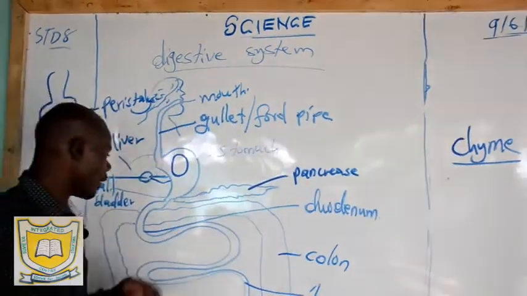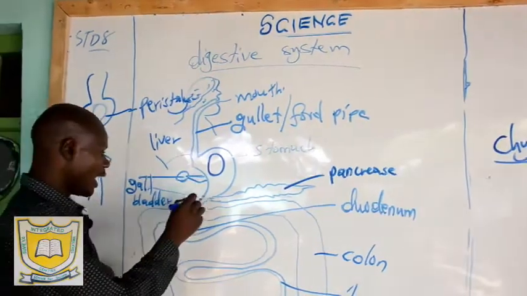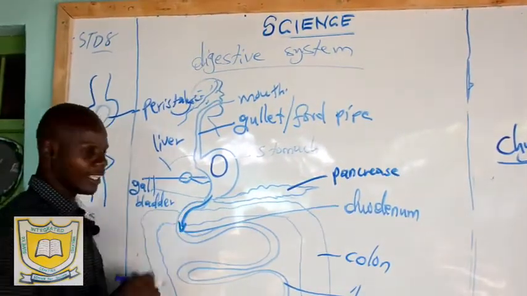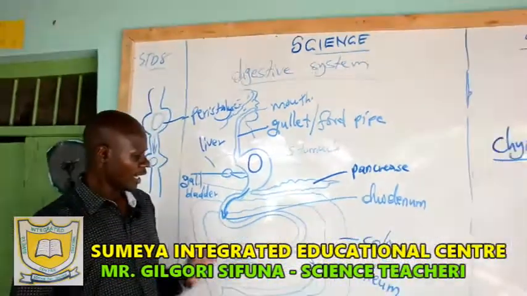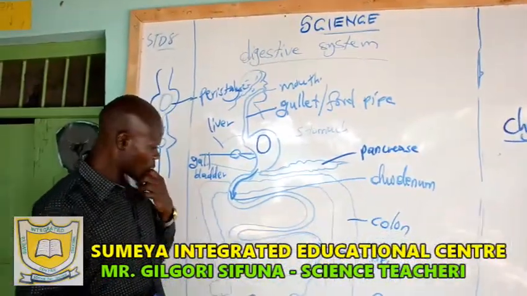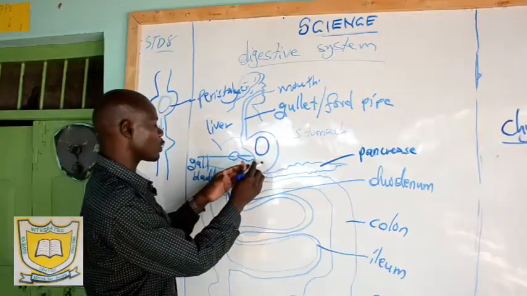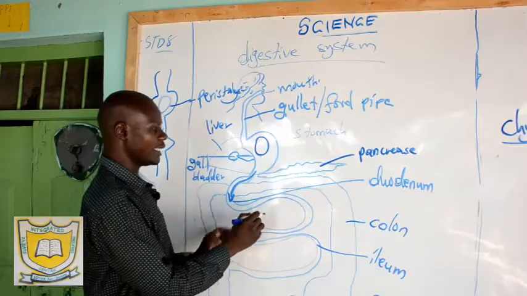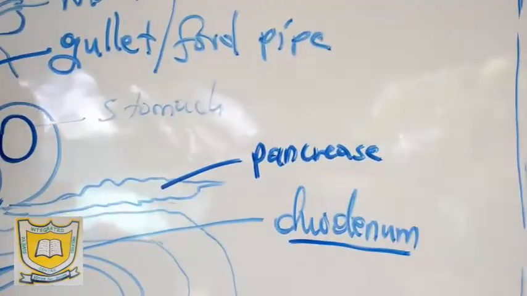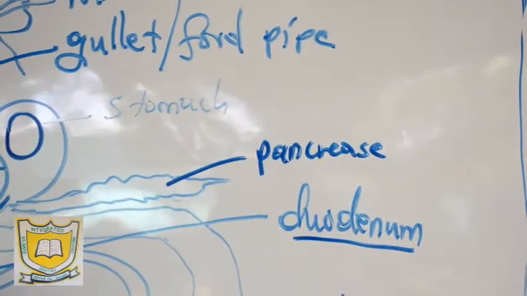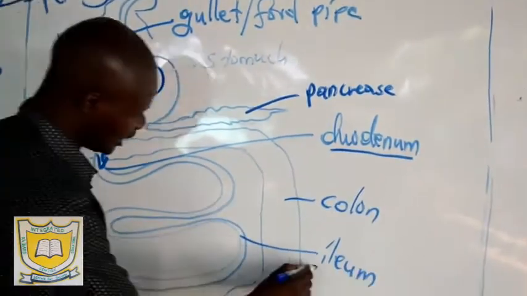Now, after 4 hours, the food proceeds into the small intestine. The small intestine is subdivided into 2 parts. We have the upper part immediately from the stomach, known as the duodenum. From there, the lower part of the small intestine is known as the ileum.